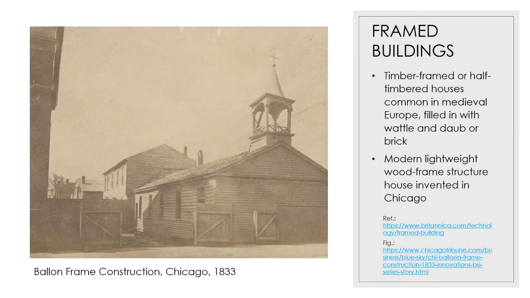Timber framed or half timber houses were already common in medieval Europe. They were filled in with wattle and daub or brick. The modern lightweight wood frame structure house was invented in Chicago. We have an example here on the left side from 1833.